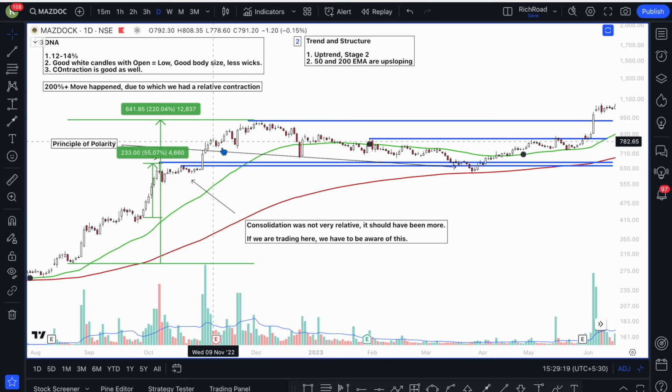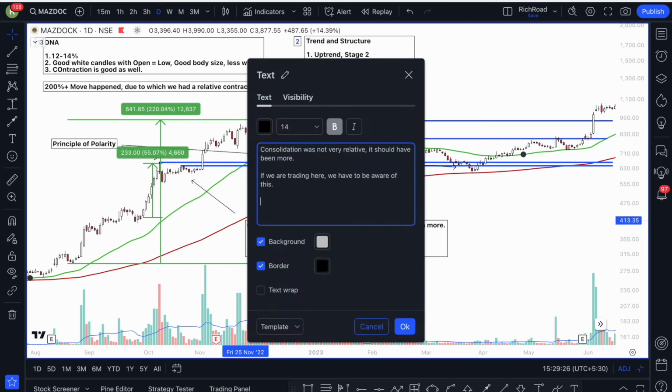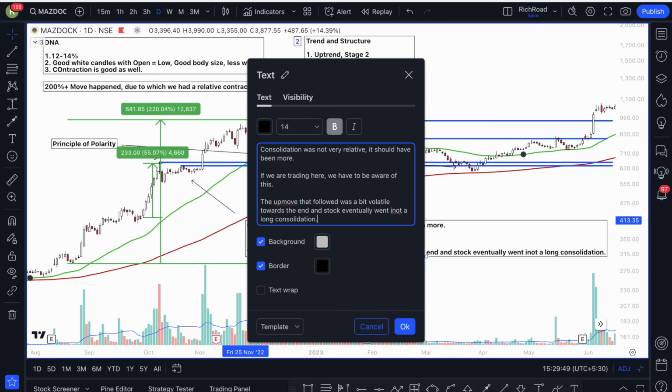So you had this up move, and the up move was not very clean. It was pretty good till 30%, but after that it was not. So the up move that followed was a bit volatile towards the end, right? And the stock eventually went into a long consolidation or long range, whatever you want to say for that. So I've written this here.